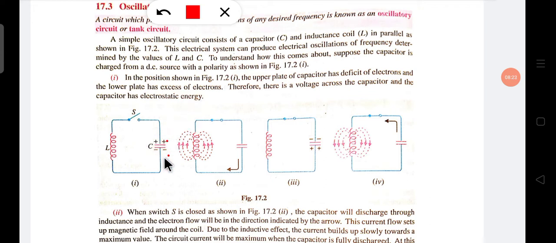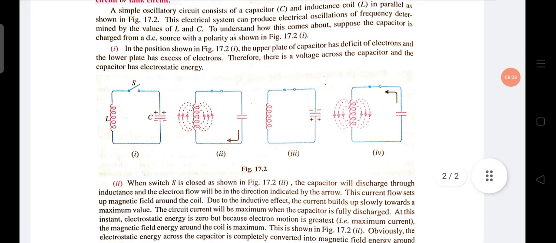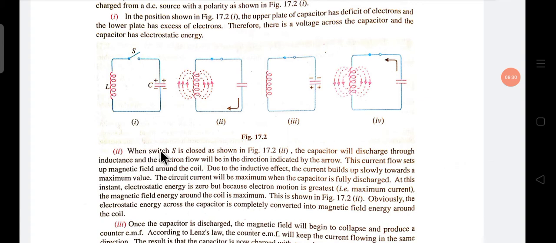So the capacitor has electrostatic energy due to the voltage created in the capacitor. Now, before the switch S is closed, the switch is open, and the capacitor is charged by a voltage source. After the switch is closed, the capacitor will discharge through the inductor. The capacitor having the charge, that charge discharges through the inductor.